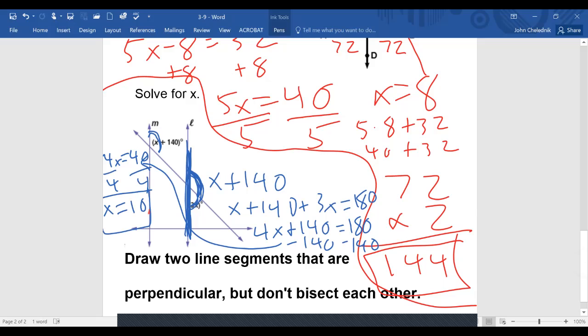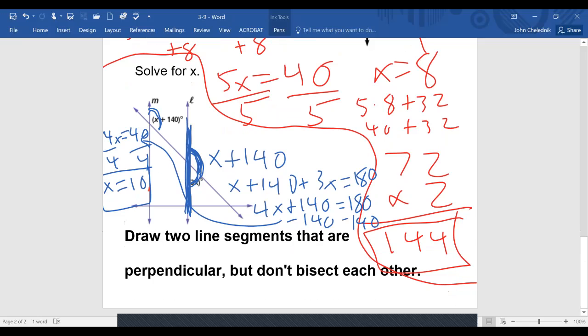It's 10. Now it says draw two line segments that are perpendicular but don't bisect each other. Okay, here's a segment. It is perpendicular to this segment, but look, this segment is not being bisected. And neither is this one, as a matter of fact. Okay, 90-degree angle, but they're not being cut in half.